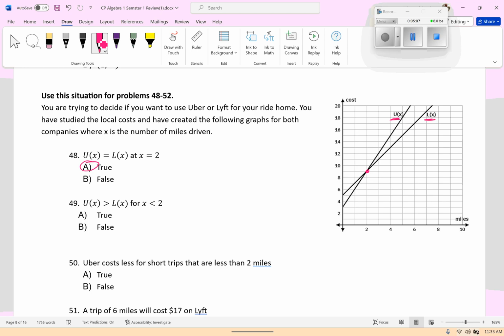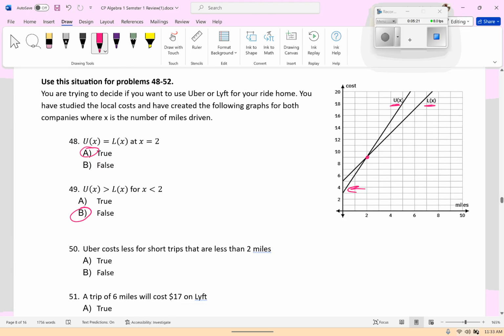Uber costs more than Lyft, less than 2. So you're talking about this region over here. So it looks like Uber is less expensive. It's below it, so that's false. Uber costs less for a short trip.